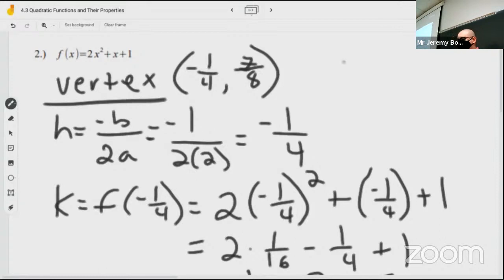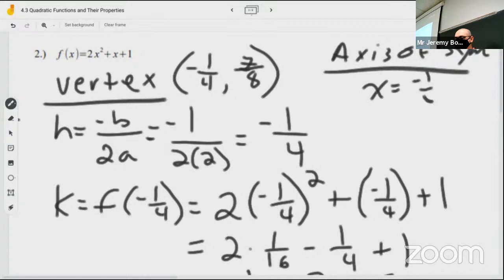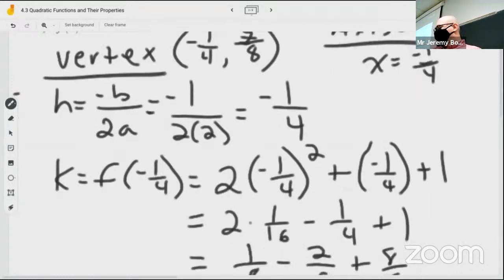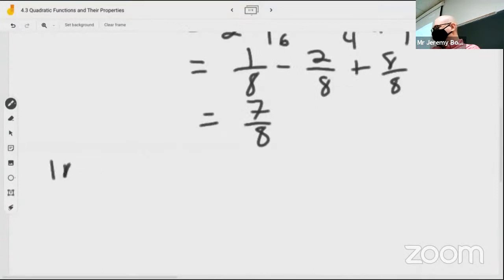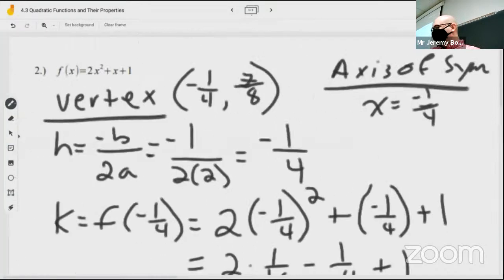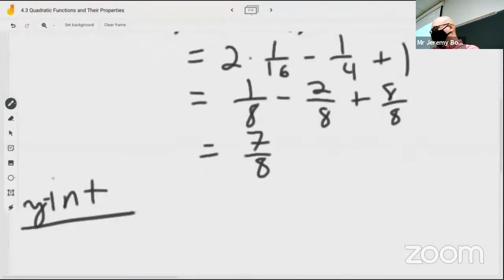To do our y-intercept, oh, sorry, axis of symmetry first. Axis of symmetry, I'm just gonna shorthand it. That's gonna be x is equal to negative 1/4, just whatever your h value is. Intercepts. Let's talk about y-intercept first. Y-intercept's easy to grab. You just go grab the c value. Hey, that's (0, 1).